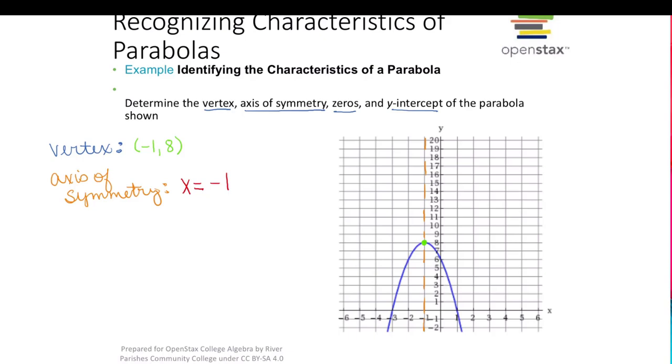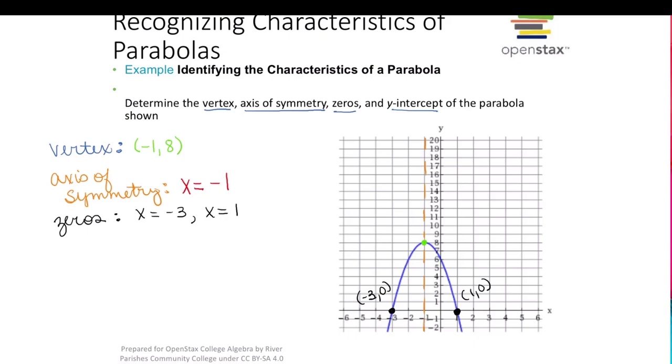All right, next, let's find the zeros. So the zeros are the x-intercepts. So we have one here and one here at -3, 0, and at 1, 0. So that means my zeros are x equals -3 and x equals 1.